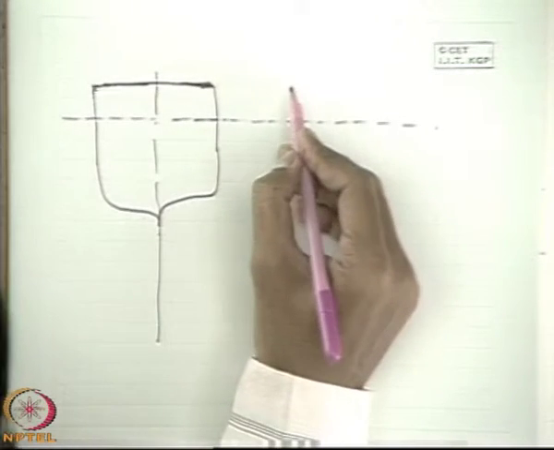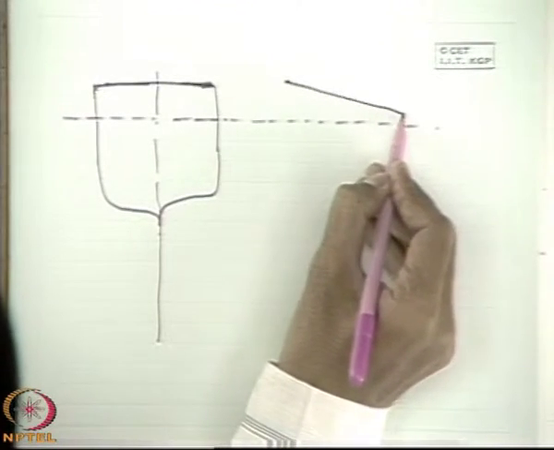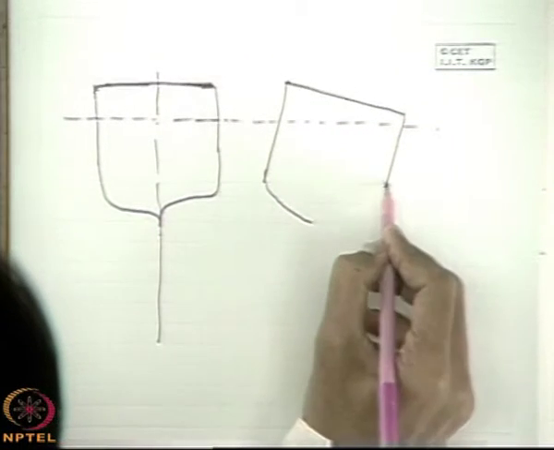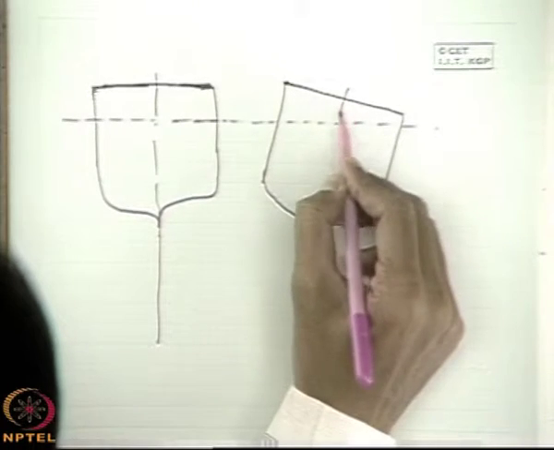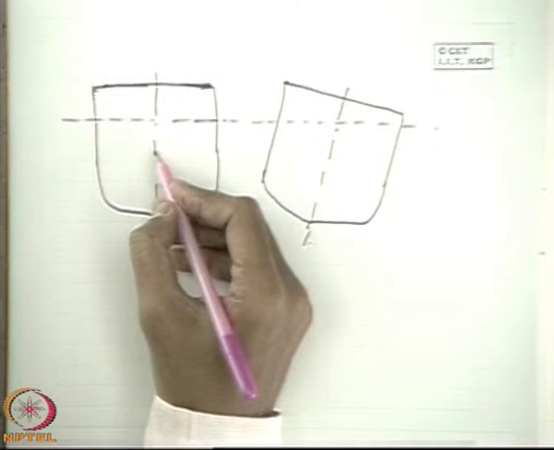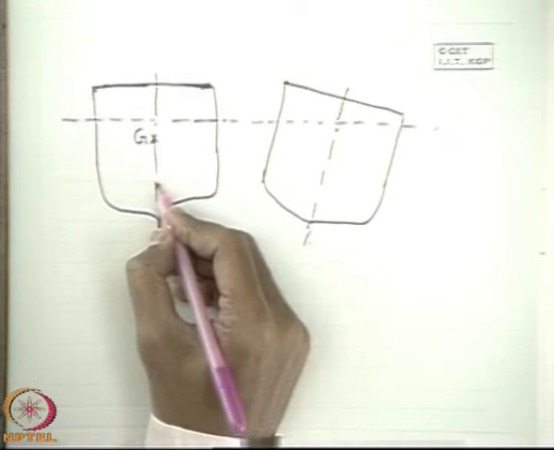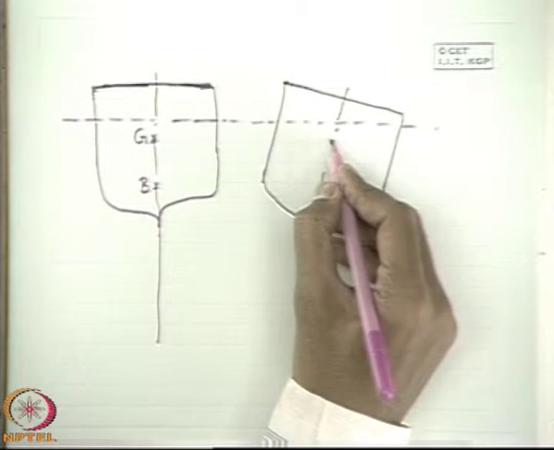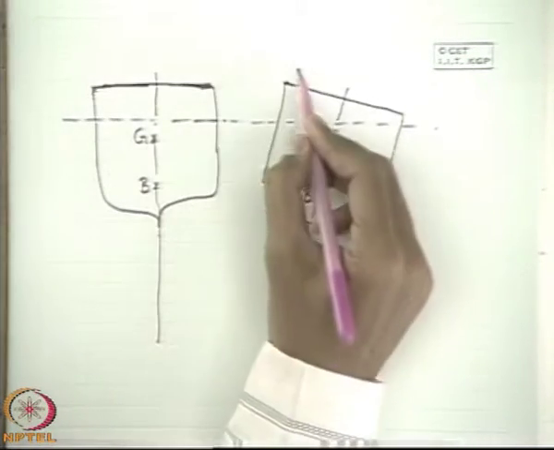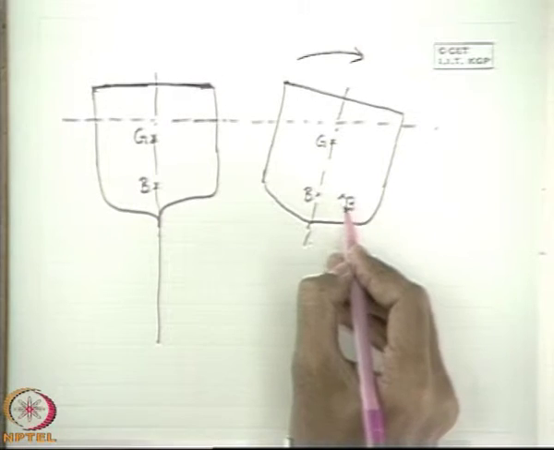Now this is after the heel, the displaced position. Now let us see, first we consider a simple case, that G remains unchanged. Let us consider this is G, but the old B, obviously when you give a tilt in this direction, what will happen? Old B will be shifted here, B dash.